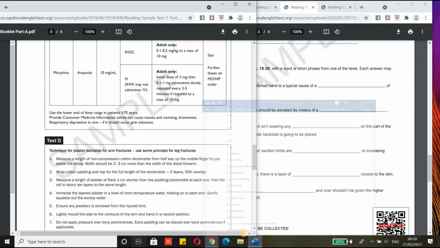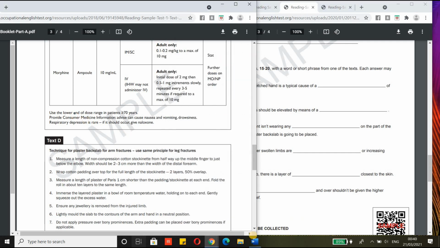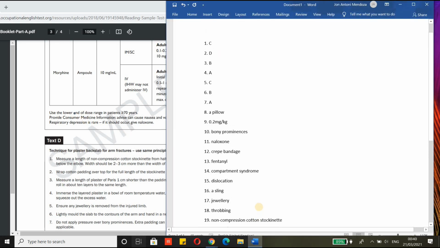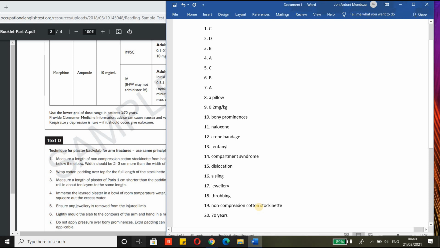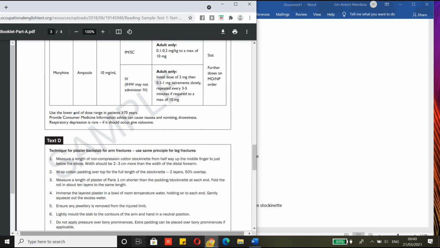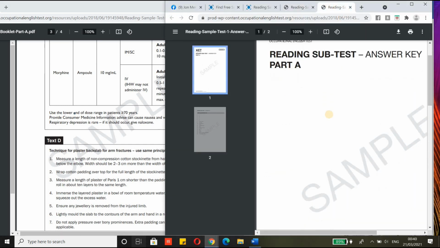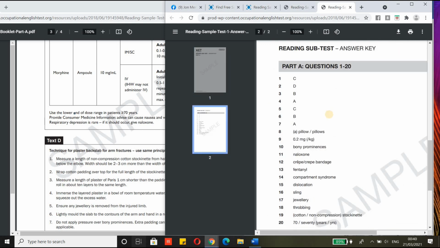And then 20. The age for the lower end of the dose range for morphine. Shouldn't be given the higher doses. So yeah, I'm happy with the 70 years. So these are my answers, and we're going to check the answers now. Okay, so let's go here. I think I've opened the answer key. There. Right. So answer key.